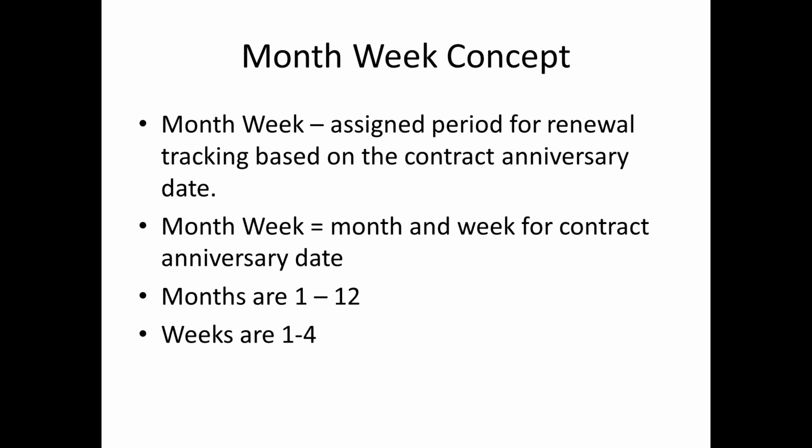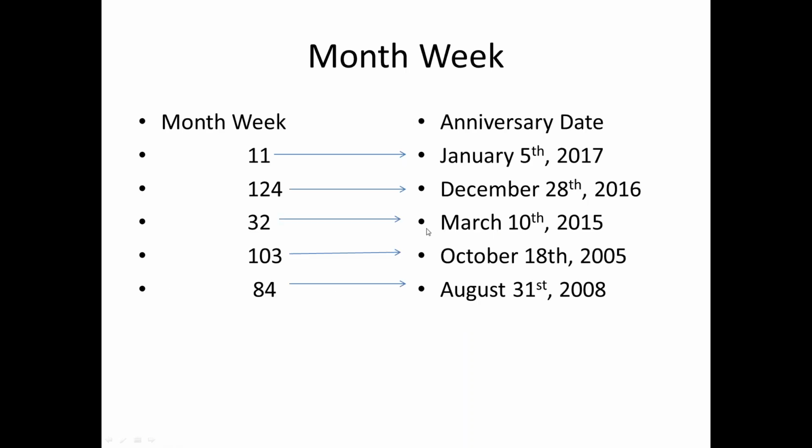So obviously, as everybody knows, there's 12 months in a year. So the number for the month is going to be a 1 through a 12, and then there's approximately 4 weeks in a month. So the weeks are going to be 1 through 4. And the month is always the first number, and the week is the second number. Again, here are some examples.